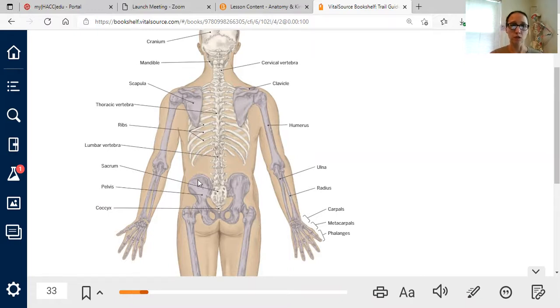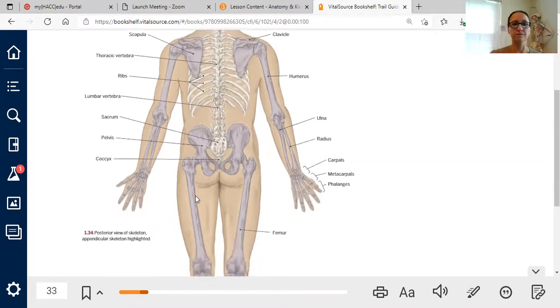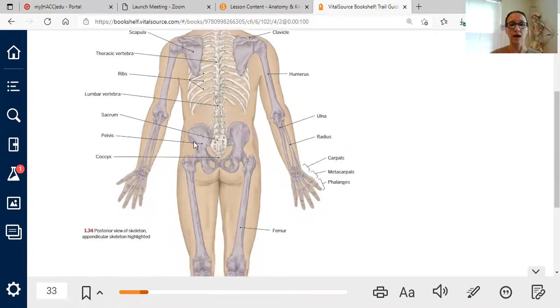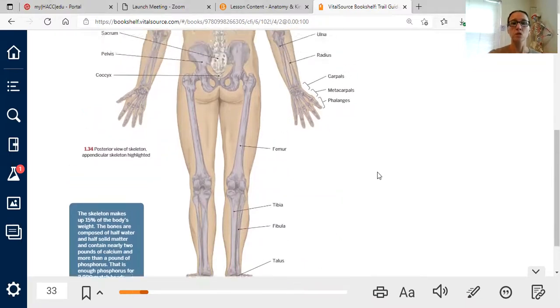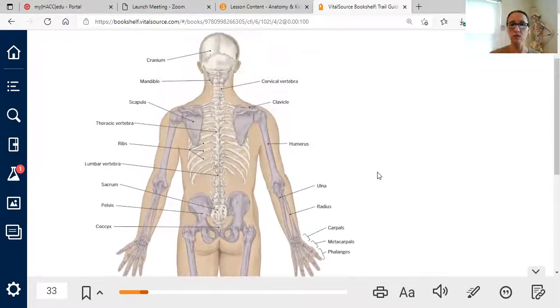It also includes the pelvis and the whole pelvic girdle. Remember, I said it goes all the way around. The pelvis and the bones of the leg, which look similar to the bones of the arm. You have 1 bone, 2 bones, many bones, okay? So those are the divisions. We have the axial skeleton and the appendicular skeleton.